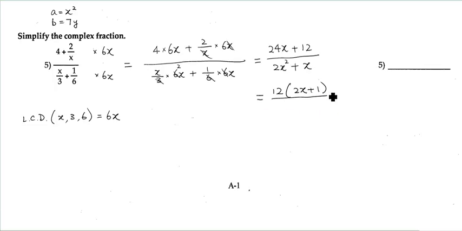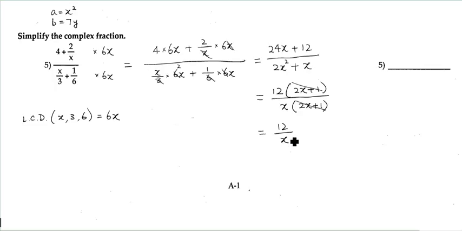Over, in the bottom, let's see what happened. What do they have in common? X would be in common. So we factor out the x. So what is the leftover? 2x plus 1. Can we simplify anything? Yes, both top and bottom have 2x plus 1. So we can cancel out this. So we have 12 over x.